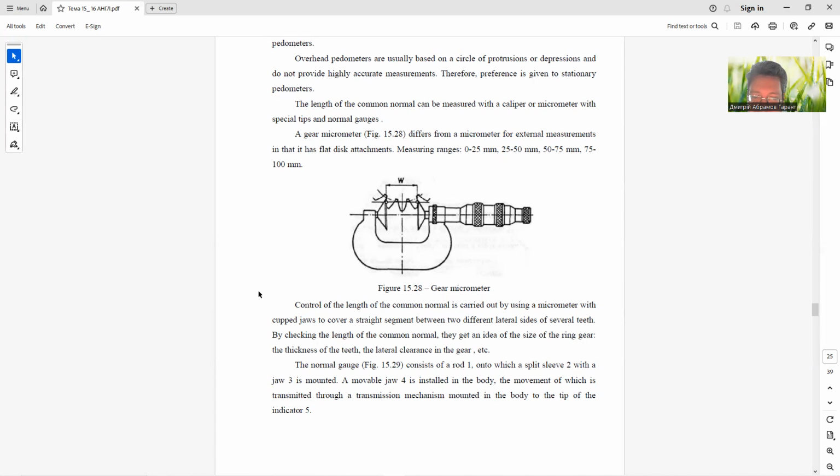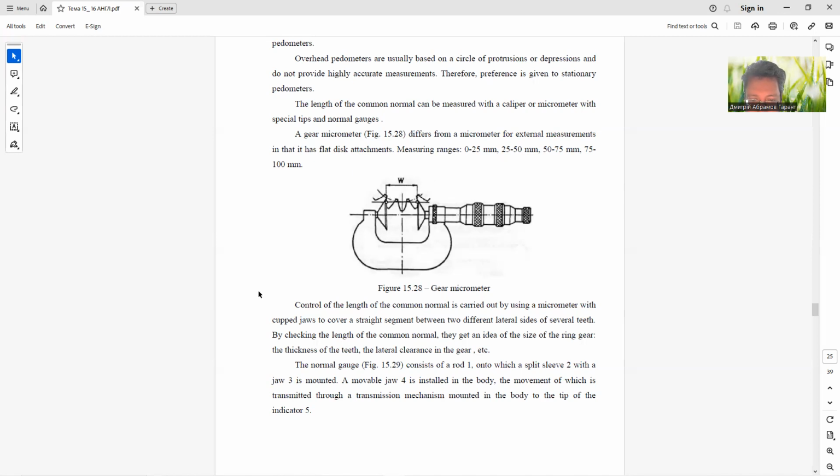Control of the length of the common normal is carried out using a micrometer with cupped jaws to cover a straight segment between two different lateral sides of several teeth. By checking the length of the common normal, they get an idea of the size of the ring gear, the thickness of the teeth, the lateral clearance in the gear, etc.